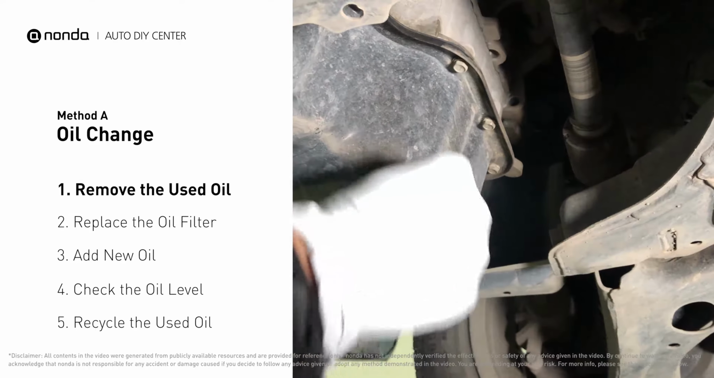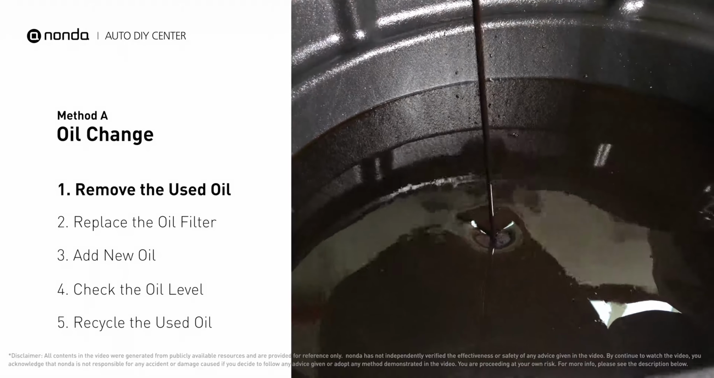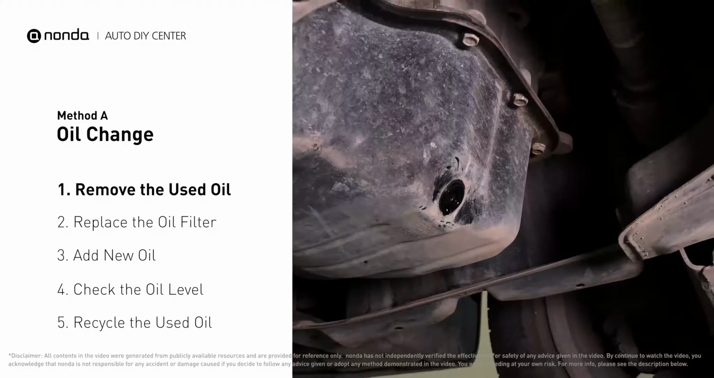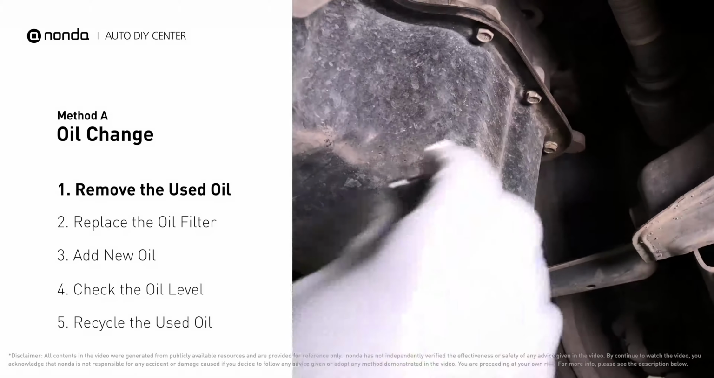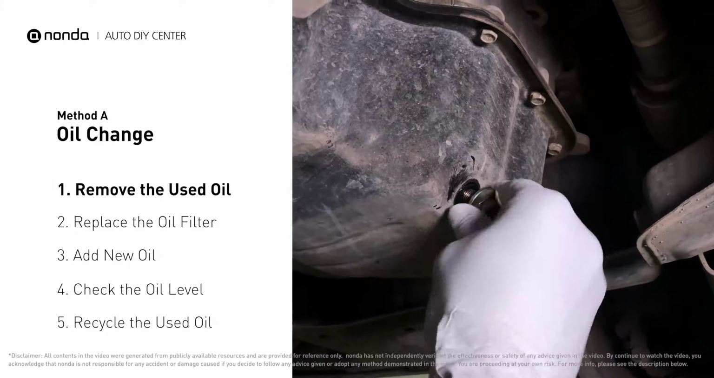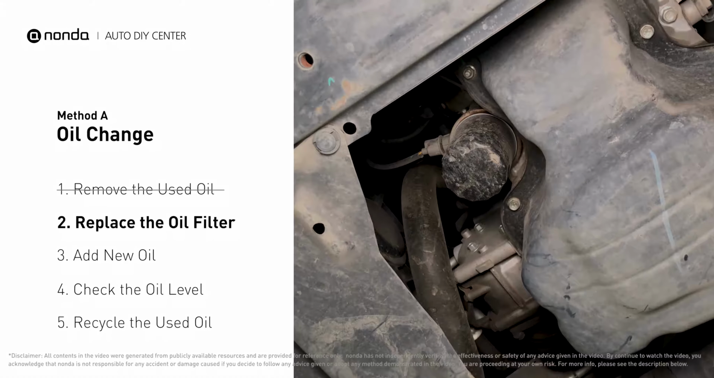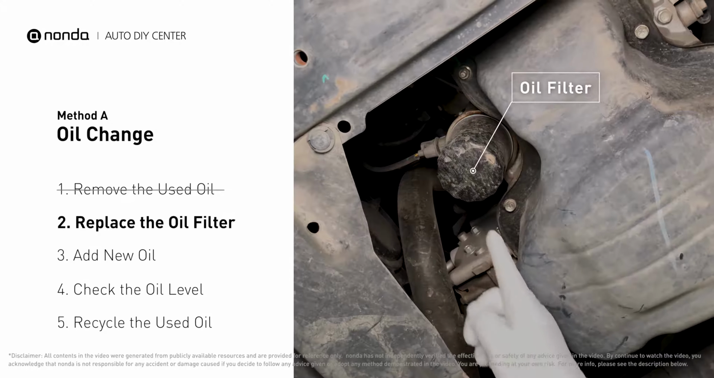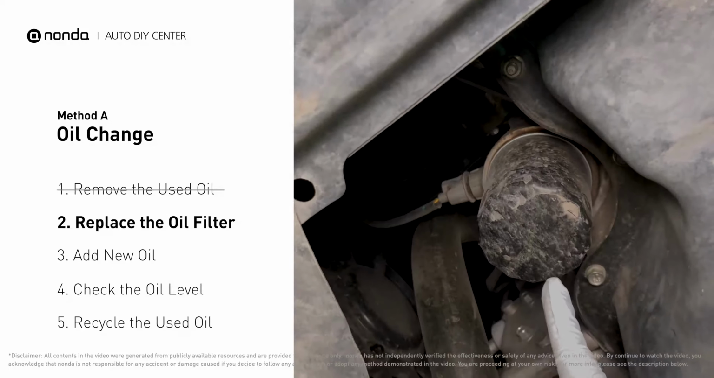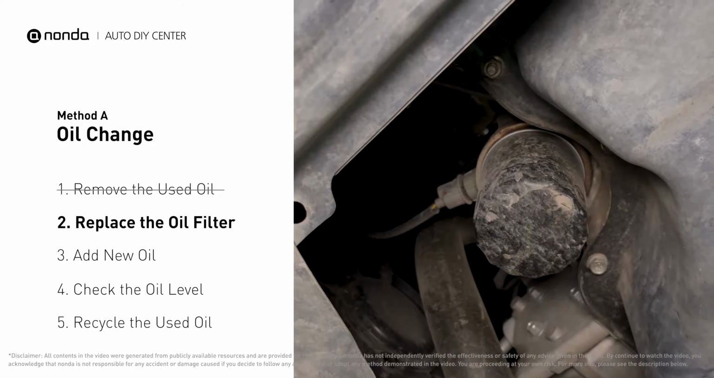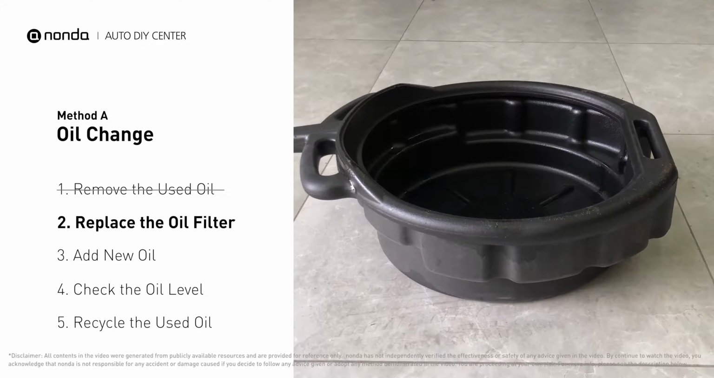Once the plug is removed, the oil should start flowing out into your collection pan. Once all the oil is drained, replace the drain plug and tighten it back on. The oil filter is usually located beside the oil pan or under the hood of your vehicle near the engine. Place the collection pan under the filter.